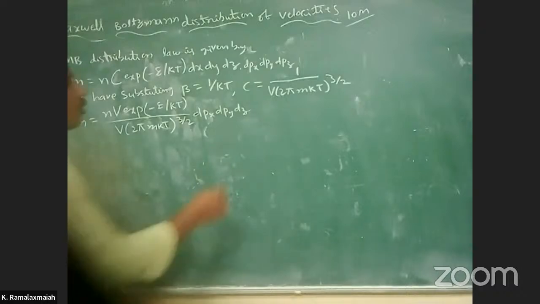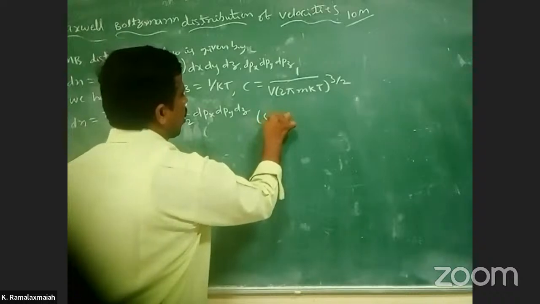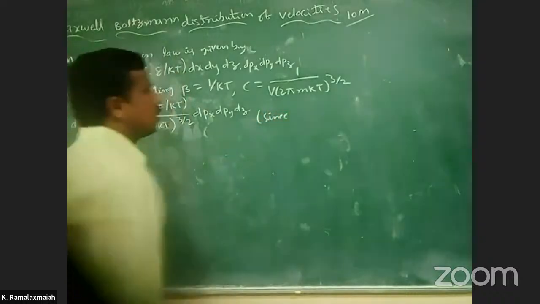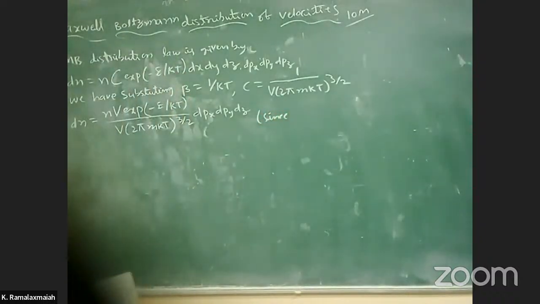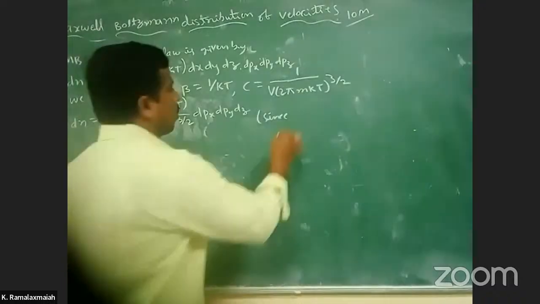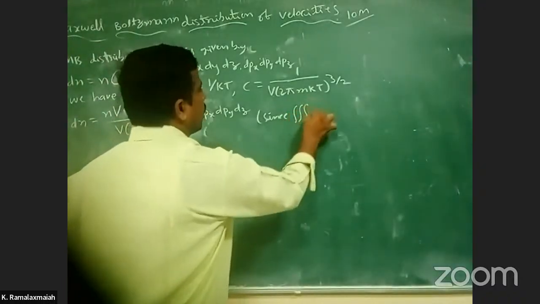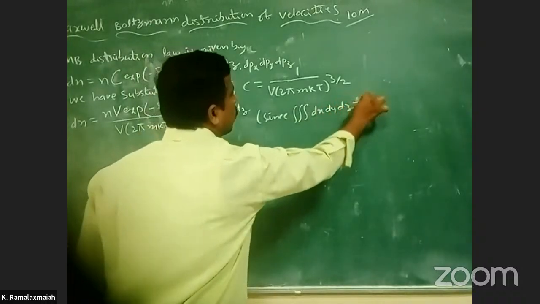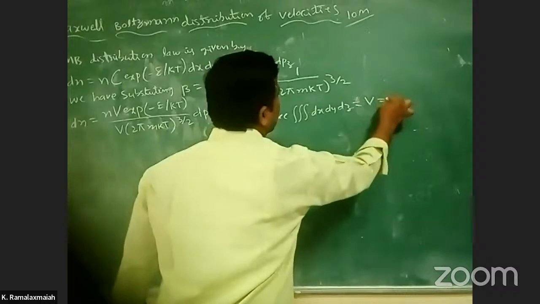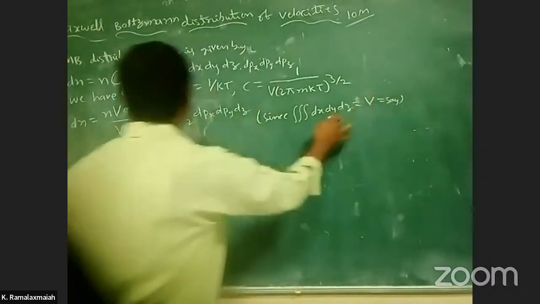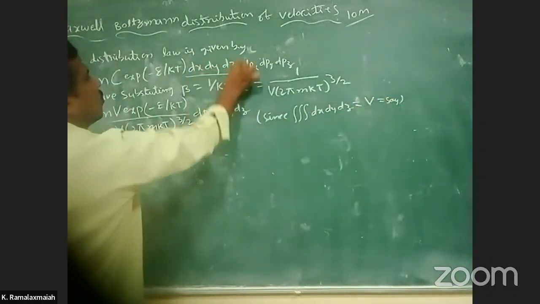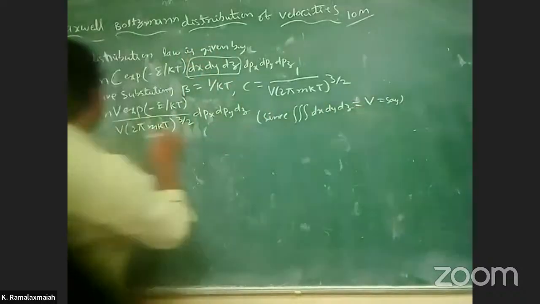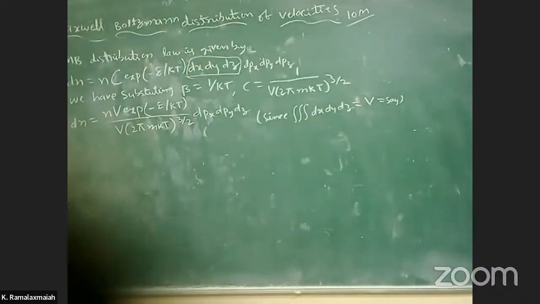So here, for example, since the triple integral of dx, dy, dz is equal to V. This is the formula; here you write the formula. Okay, so that is the formula. Convert the formula.